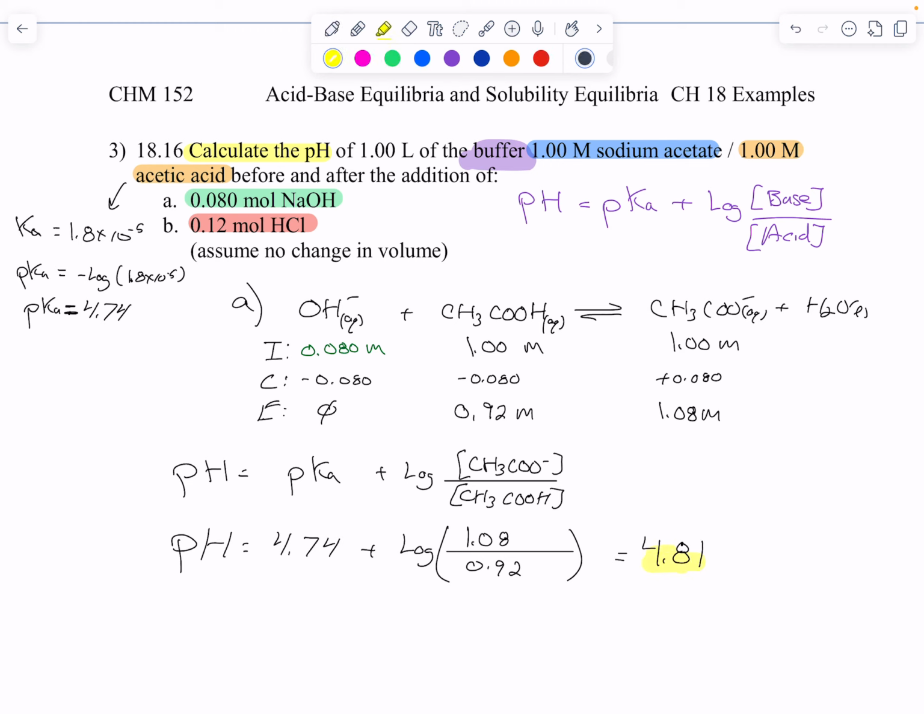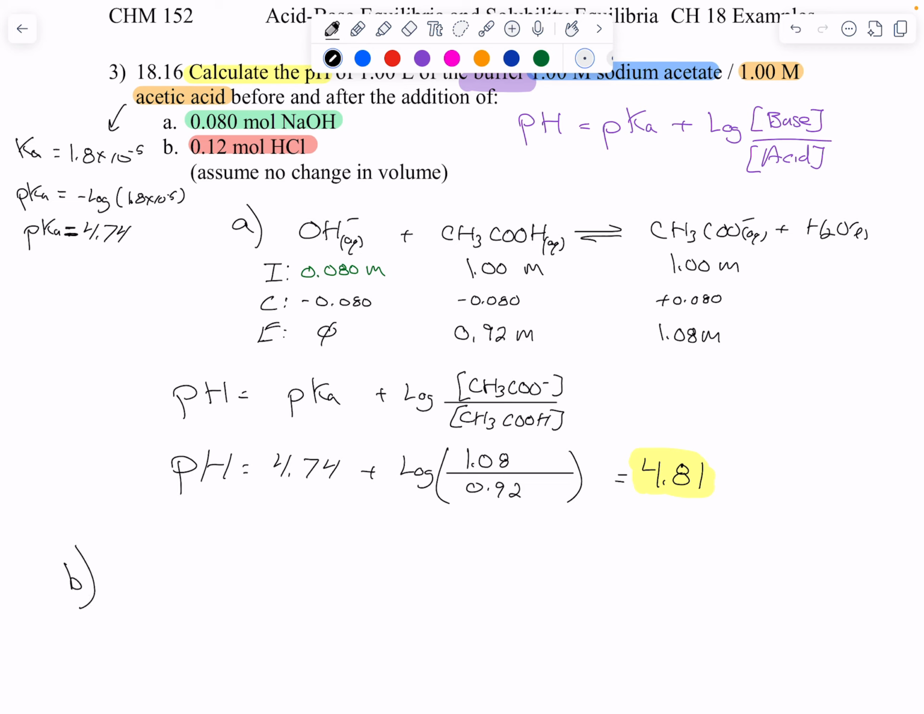To B, same thing. HCl, we're just going to add the H plus, right? Because the Cl, spectator ion, doesn't matter. That's going to react with the acetate, right? Because the acid, H plus, is going to react with our conjugate base. And we're going to make our acetic acid. Ice table again for this.